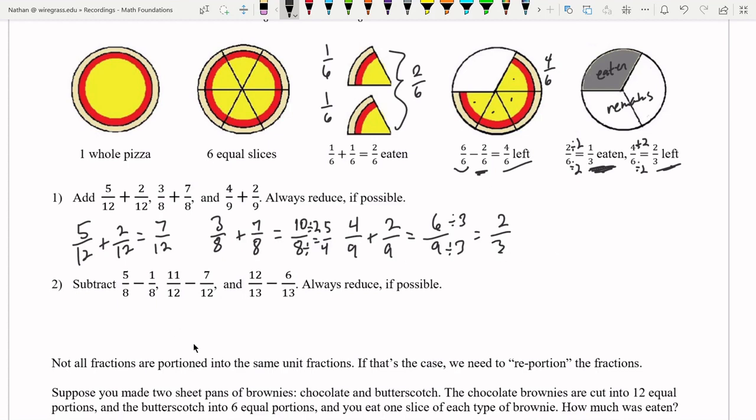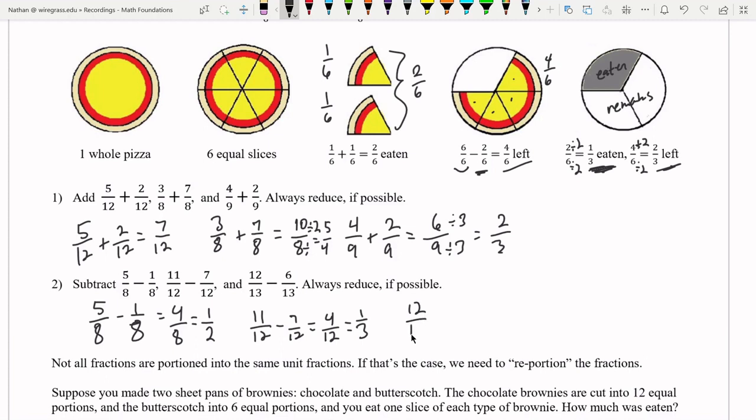Subtraction works very much the same way. If we have 5/8 of a pizza and then 1 has been removed, then we have left 4/8, or reducing that, I can divide top and bottom by 4 to get 1/2. If I have 11/12 and I remove 7/12 from that, 11/12 minus 7/12 is going to give us 4/12. Divide top and bottom by 4, and we're going to get 1/3.